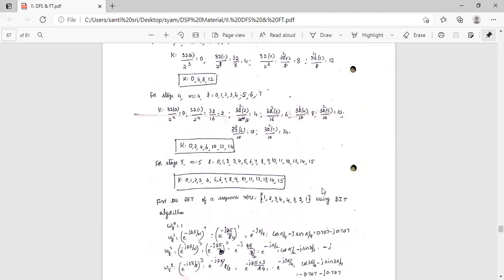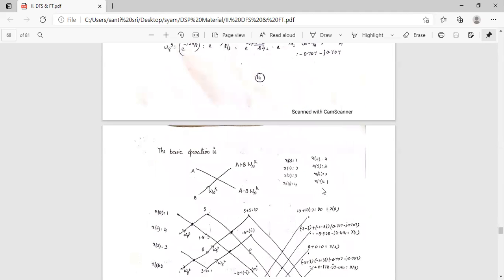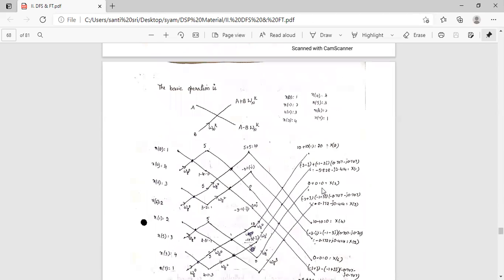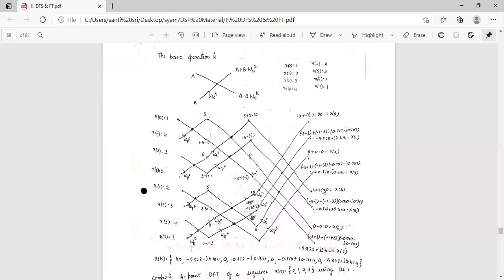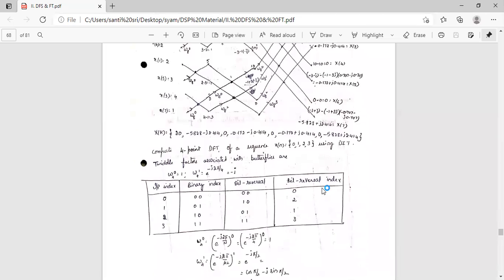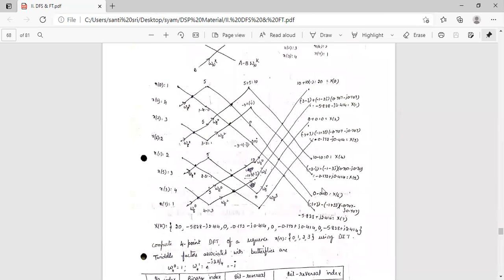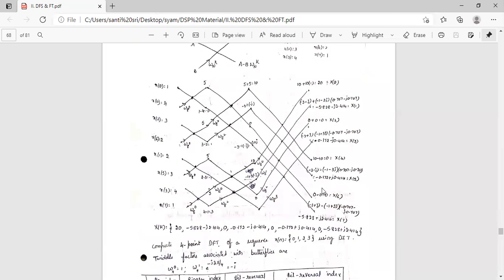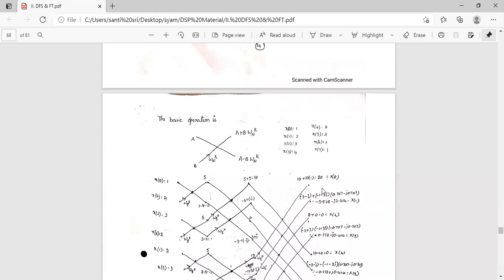For stage 2, m is 2, t is 0, 1, so it is 0, 8. For stage 3, m is 3, t is 0, 1, 2, 3. Like this, we can calculate the values. So like this, you can find the values.